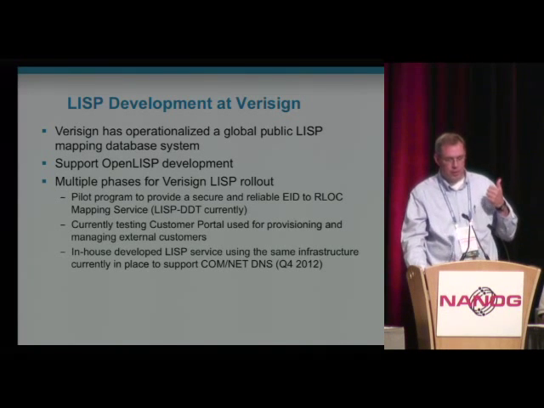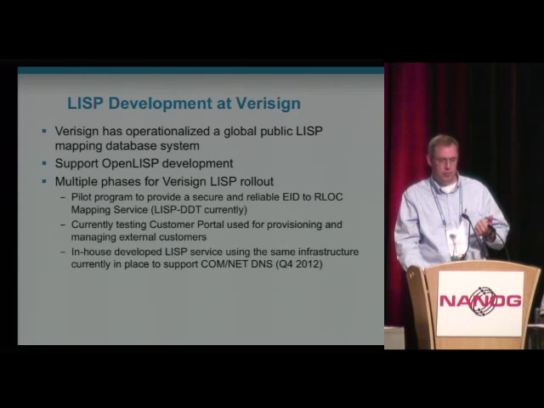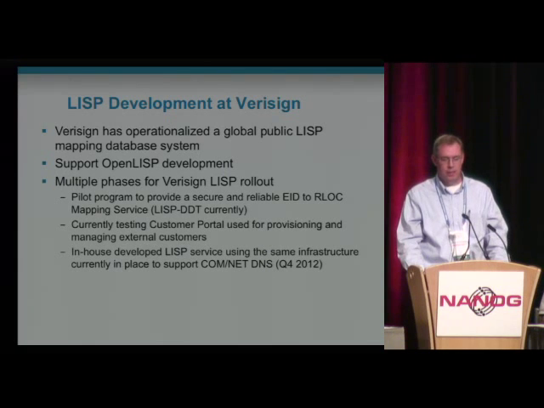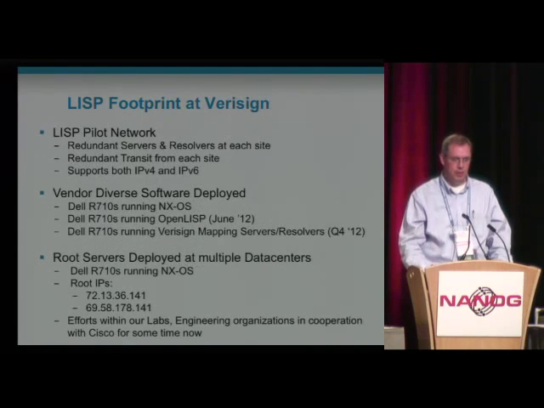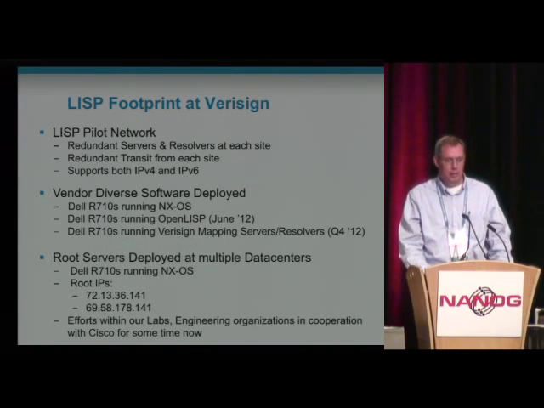Now, at Verisign, we have a pilot program in place that's running a mapping service. We're testing a customer portal to use for provisioning and onboarding folks, very similar to what we do with the registrars now. And this in-house service that I mentioned will be coming online in Q4 of this year, and that'll be deployed on the same infrastructure we use to support the ComNet DNS resolution platforms. And so Vince mentioned a second ago how important scalability is. Our A and J routes in the ComNet resolution platforms have proven scalability. LISP seems like a good fit for those platforms.